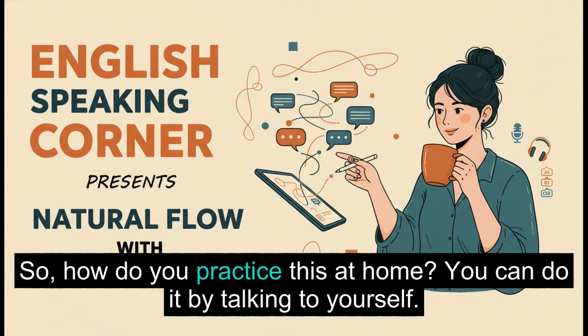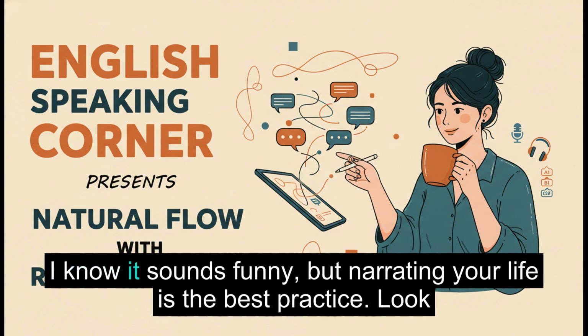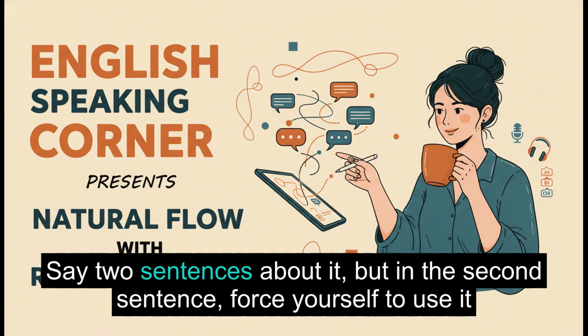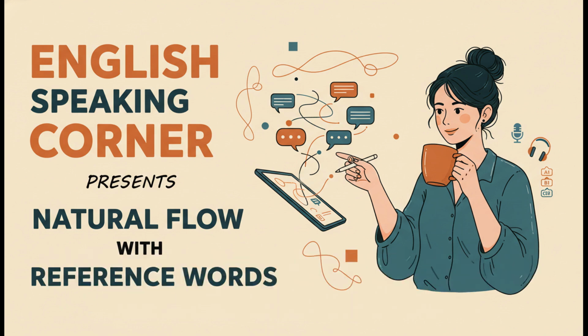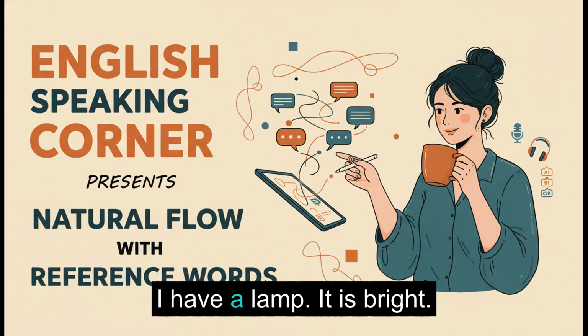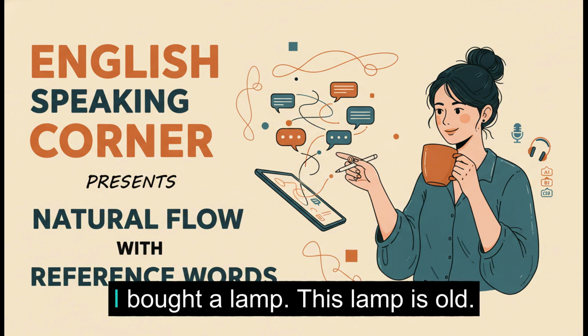So, how do you practice this at home? You can do it by talking to yourself. I know it sounds funny, but narrating your life is the best practice. Look around your room right now. Pick an object. Say 2 sentences about it, but in the second sentence, force yourself to use it or this. For example, look at your lamp. I have a lamp. It is bright. I bought a lamp. This lamp is old.